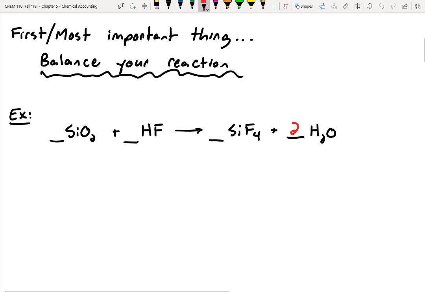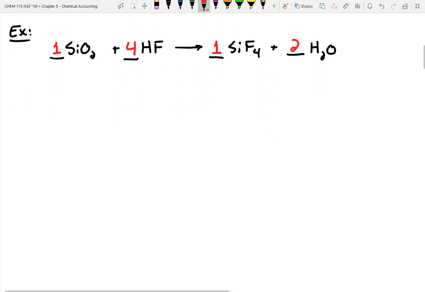Next, we would go over to the hydrogen and HF. And it looks like we have 4 hydrogens on the right, but only 1 on the left. So I'll put a 4 in here. So now we've got 4 hydrogens on both sides. And then last but not least, we check our fluorines, and it looks like fluorines are completely balanced. If you want, sometimes it's handy just to throw in a 1 here to keep track of, hey, this reaction is always going to be in a 1-to-4 ratio of silicon dioxide to 4 hydrofluoric acids, right? So we need to know that ratio. It's very important. Okay, so now we've got our balanced reaction, and we can do some math problems.